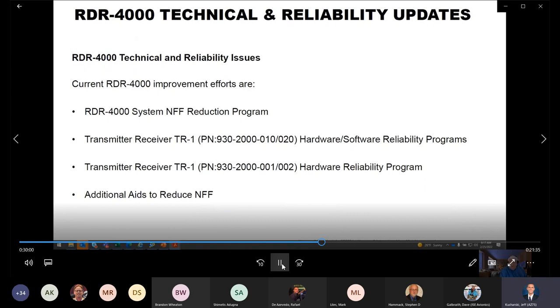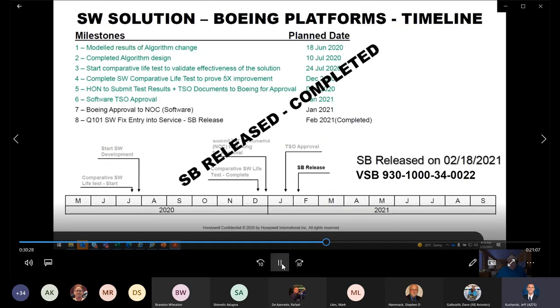Current RDR 4000 technical and reliability issues. For the 930-2000-010 for Boeing or -020 TR1 for Airbus, we have hardware and software reliability programs. And also for the older 930-2000-1 and -2 TR1s for Boeing and Airbus platforms, we have a hardware reliability program in progress. We have a software solution for the Q101 voltage regulator problem of the TR1.